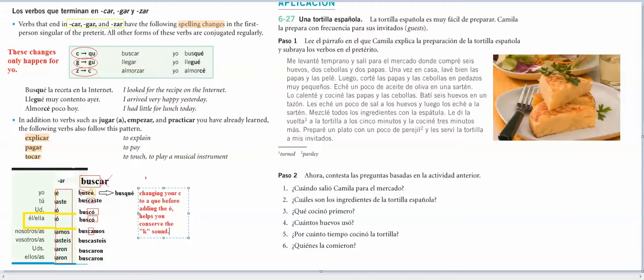Okay, and you do that for any verb that ends in CAR, or any CAR verb. So it could be buscar, and they've given you explicar or sacar. Any verb that would change its K to an S, we're going to change to a QU. And we only do it in the yo form because everywhere else is not a problem because C is next to an O or an A, so we can keep the C. It's just in the yo that we have to make the change.